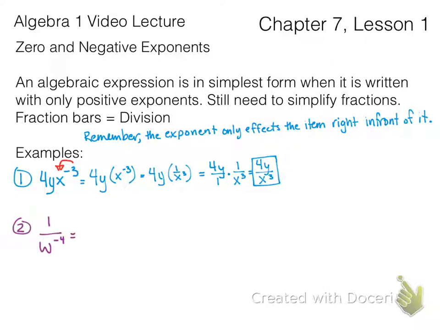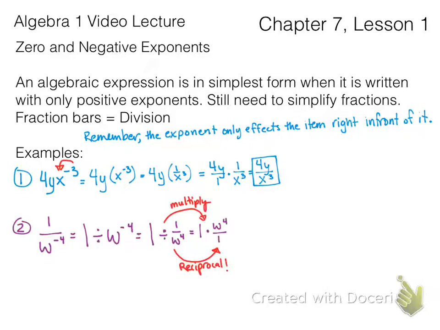We have 1 over w to the negative fourth. Well, we can write this as 1 divided by w to the negative fourth. W to the negative fourth is the same as 1 over w to the fourth. And so now I'm basically dividing fractions. Well, how do I divide fractions? Well, that would be the same as multiplying by the reciprocal.